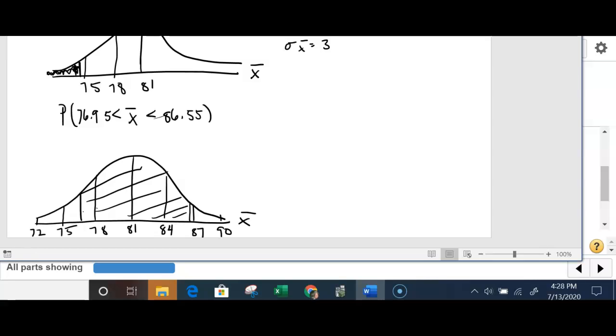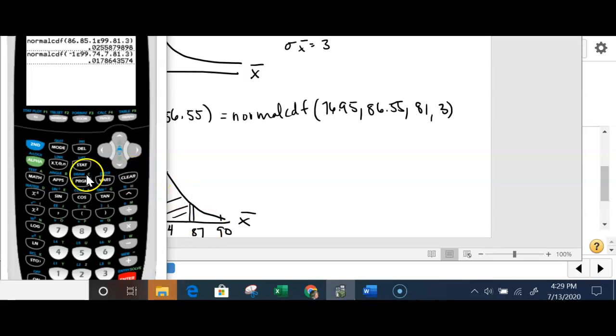Okay, so again, we go through and do a normal CDF. My lower bound is 76.95. My upper bound is 86.55. My mean is 81, and my standard deviation is 3. Okay.